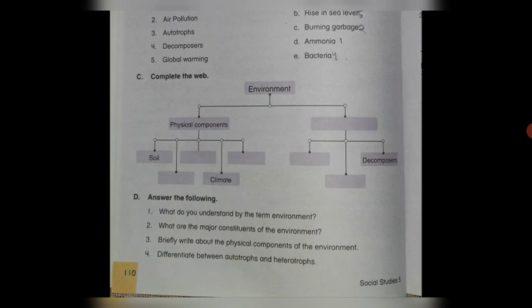What do you understand by the term environment? Environment means the living and non-living things around us. Second question: what are the major constituents of environment? The major constituents, meaning the components of the environment, are physical components and biological components.